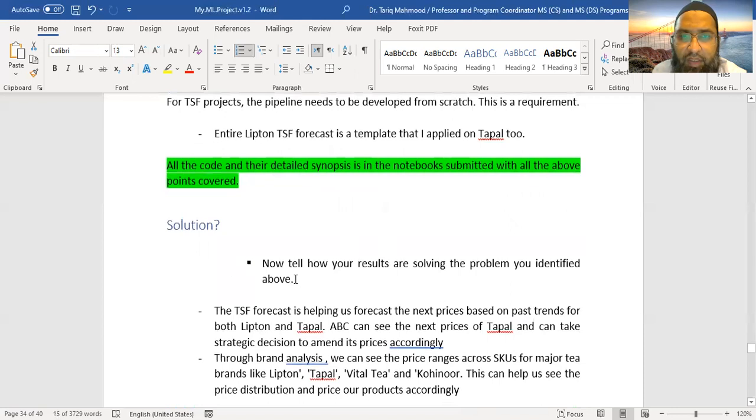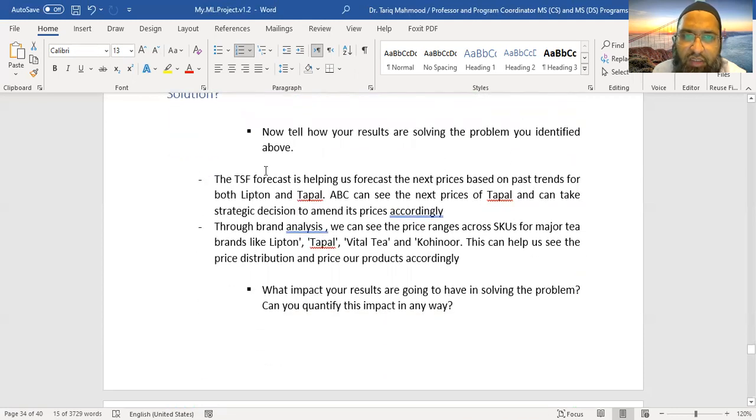So this is the pipeline. The TSF forecast is helping us forecast the next prices based on past trends for both Lipton and Tapal. ABC can see the next prices of Tapal and can take a strategic decision to amend its prices accordingly. That's a big deal. That's a pretty big deal.